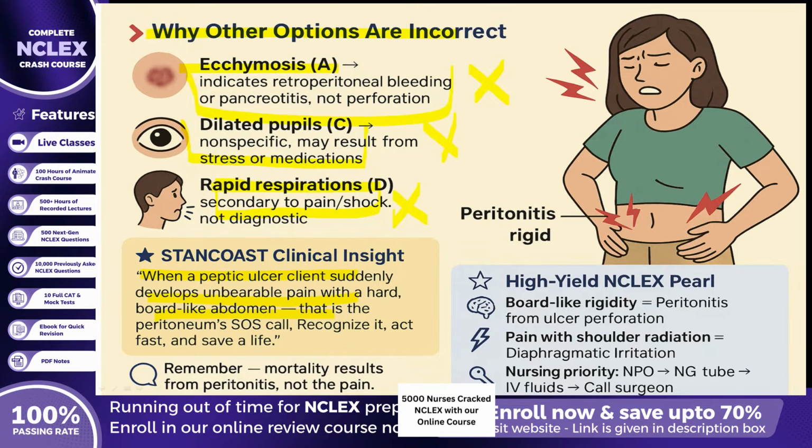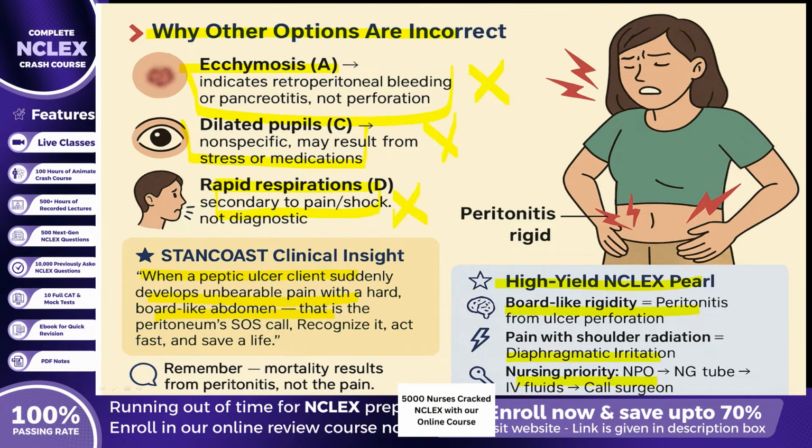Moving ahead to the memory key for exam success, Stancoast High Yield NCLEX Pearl. Board-like rigidity equals peritonitis from ulcer perforation. Sudden, severe pain with shoulder radiation equals diaphragmatic irritation. Priority nursing sequence. Keep the client NPO.